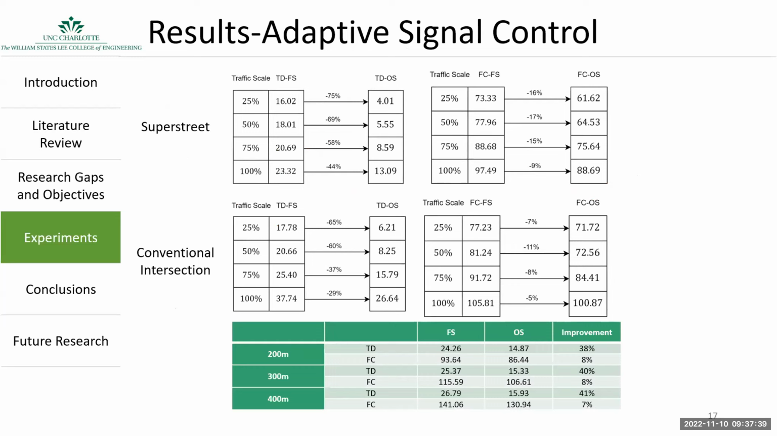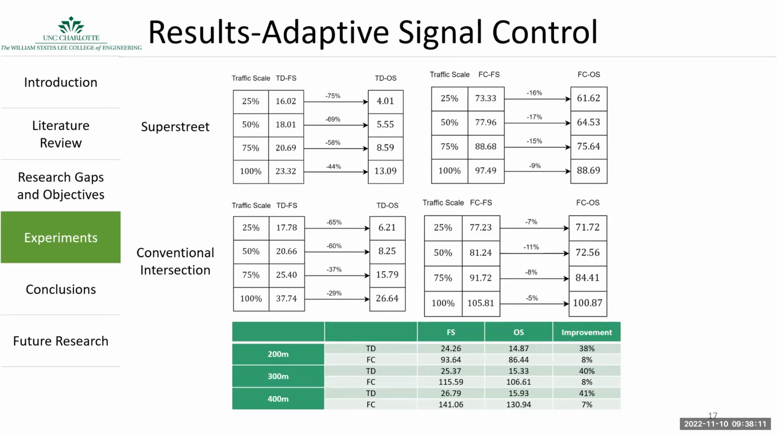In this table of figures, TD represents the traffic delay, FS represents the fixed signal timing, and OS represents the optimized signal timing. As you can see, the optimized signal timing can bring a lot of improvement for traffic delay and fuel consumption. And actually, the improvement magnitude is much more superior in the Superstreet. Why? Because the Superstreet has only 2 phases and a conventional intersection has 4 phases.